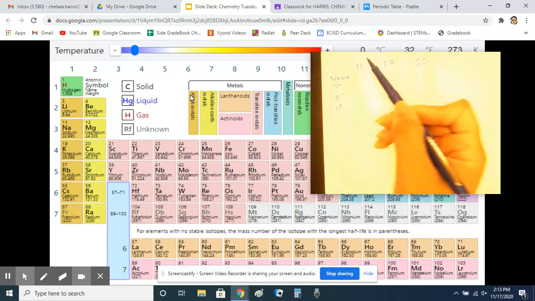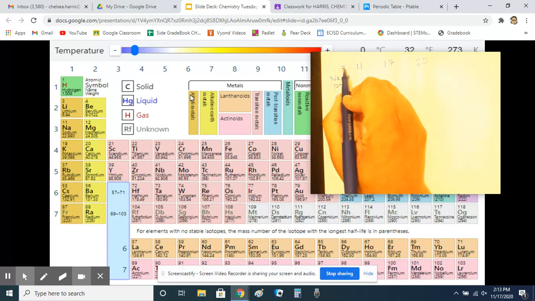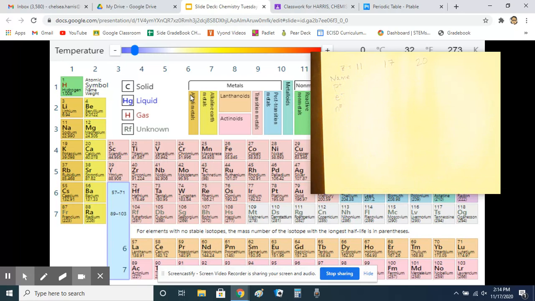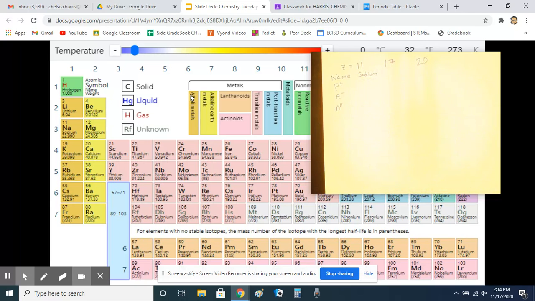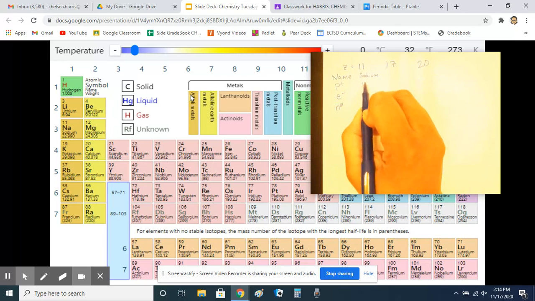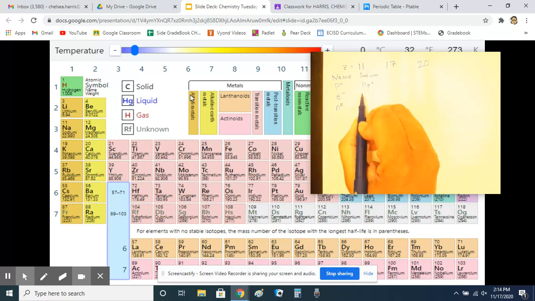So the first element I gave you, atomic number 11, turns out to be the element that we were just looking at, which is sodium. If I know the atomic number, which is 11, then I know the protons and the electrons automatically. If my atomic number is 11, then sodium has 11 protons and 11 electrons. Now, how many neutrons does it have? I don't know. I need the mass number.